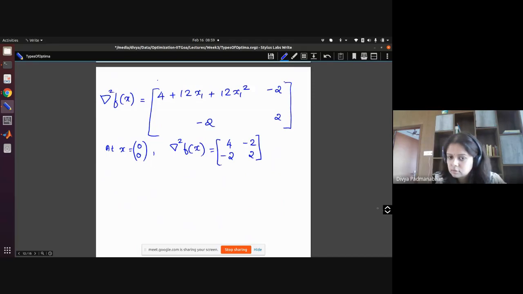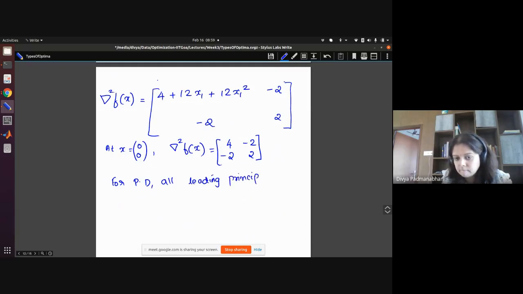So how do you check that? One, remember we looked at some of these conditions, right? Sylvester's criterion, which says that all the leading principal minors are greater than zero for positive definiteness. So for positive definite, all leading principal minors are greater than zero. Okay, so what does it mean?